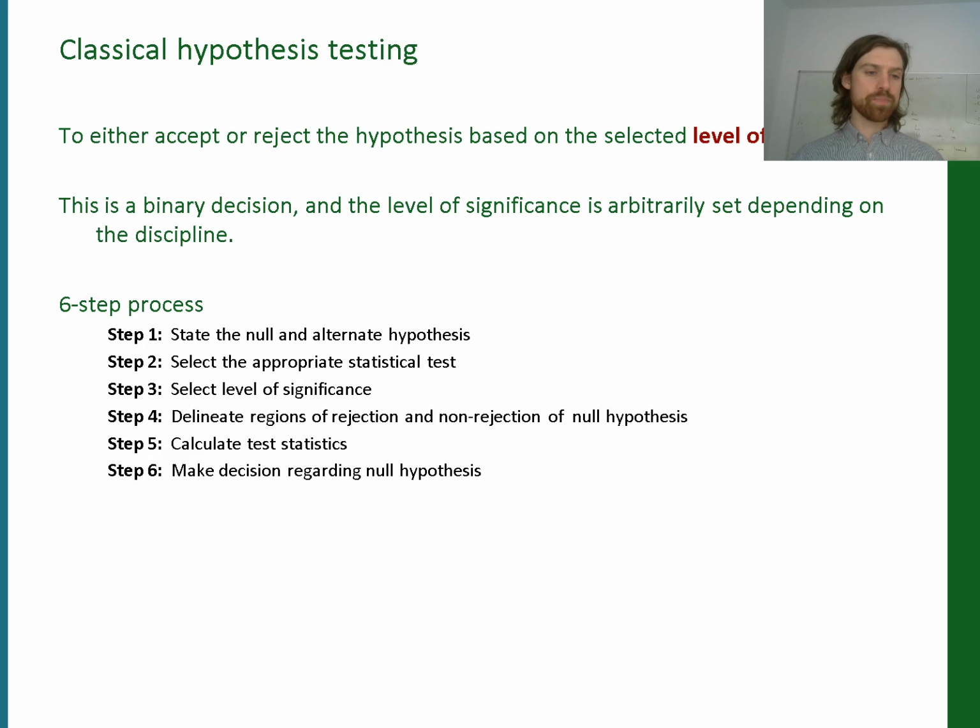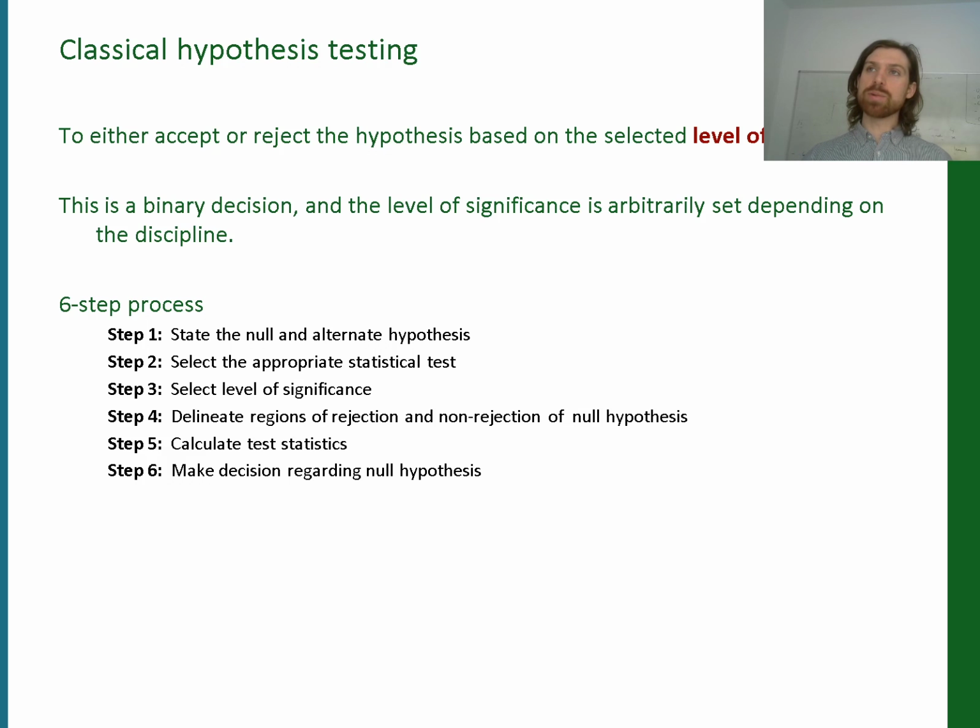So this 6-step process: essentially, step 1, we need to state the null and the alternative hypothesis. So these are complements. Step 2, we need to select the appropriate statistical test. And we're going to talk about issues with selecting the appropriate statistical test later in this lecture, and also in the book.